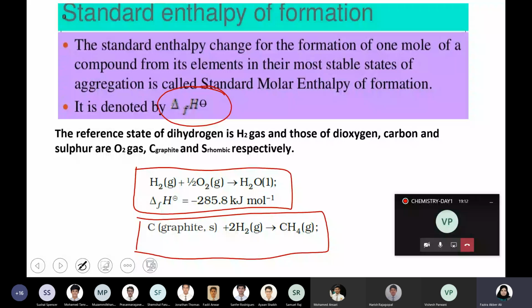You can see for carbon, they have written graphite and also comma solid along with the carbon. We used to write C plus 2H2 giving CH4. But they have also specified that the source of carbon is graphite, because we know we have different allotropes of carbon. So you need to specify which one you are using. So with graphite, if you are taking it as carbon in solid state, this is the standard enthalpy of formation. If you are using some other form of carbon, then this value will not be matching with that.